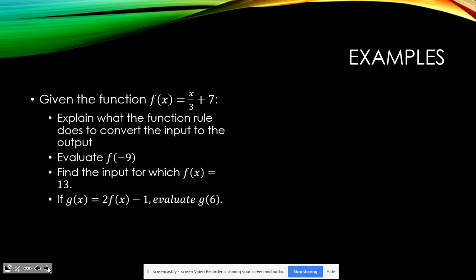Here's some examples for you to try. Given the function f of x equals x over 3 plus 7, the first thing I want you to do is explain what the function rule does to convert the input to the output. The second thing, evaluate f of negative 9. The third thing, find the input for which f of x is equal to 13. And finally, if g of x is equal to 2 times f of x minus 1, evaluate g of 6. Pause the video at this point to give yourself a chance to try it on your own.